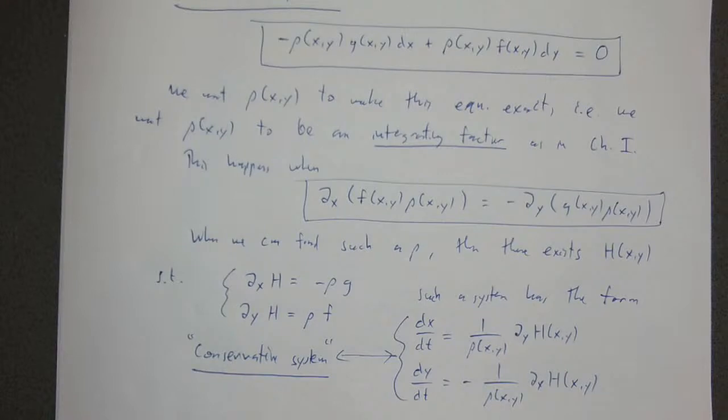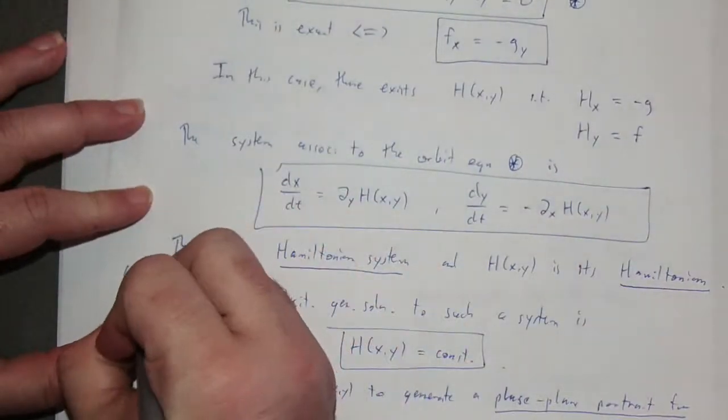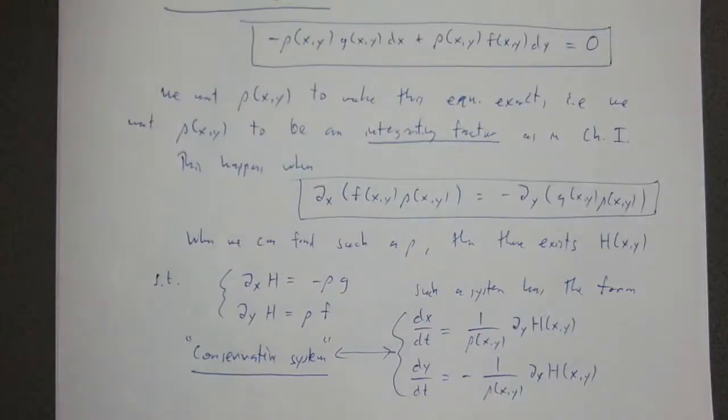All right. Notice that our Hamiltonian system from before is an example of this, where rho is equal to 1. So here's our Hamiltonian system, and this is the case rho is equal to 1. So a Hamiltonian system is an example of a conservative system. But here we have a more general thing where the original equation wasn't exact, but I can seek a rho that makes this exact.